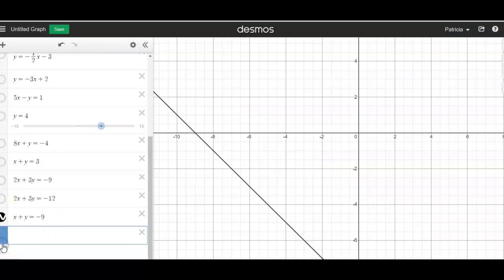I can shut those out. And here, 3x plus 3y equals negative 10. These two lines are, again, parallel. If I find the slope of each of these lines, I'll find it has a slope of negative 1, but they have different y-intercepts. No solution. Okay?